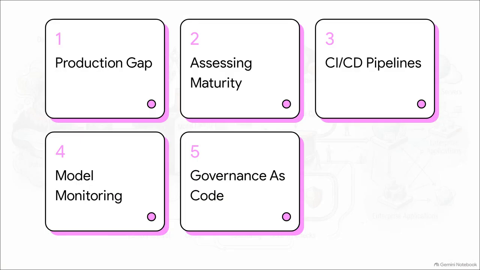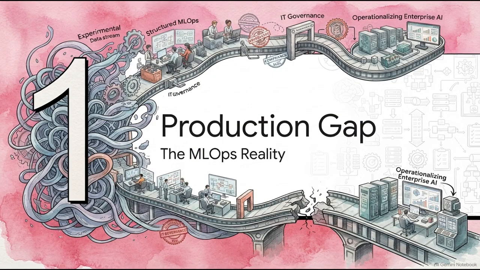Here is our architectural blueprint for today. We're going to run through the MLOps production gap, assess MLOps maturity, talk about automating CI/CD pipelines, look at proactive ML model monitoring, and finally, wrap up with implementing governance as code. All right, let's jump straight into Part 1, the MLOps production gap.